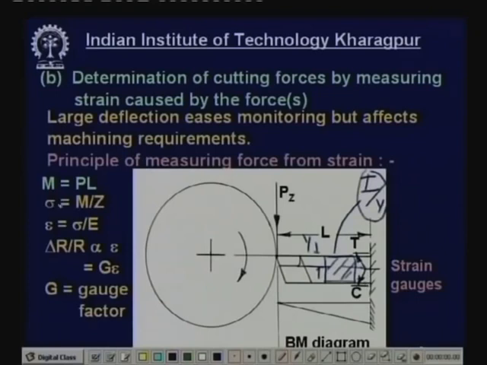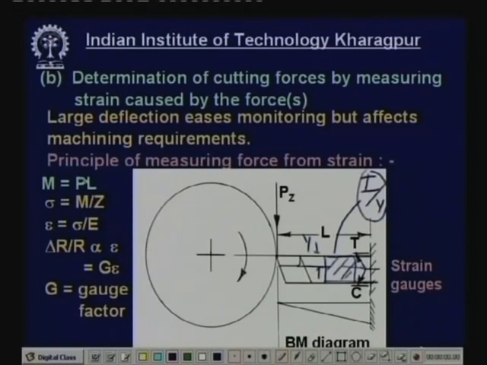Therefore sigma is equal to M by Z. Therefore the stress that will develop will be proportional to the moment. Bending moment is proportional to the force Pz. So the stress will be proportional to Pz. Now the strain that will be taking place at the surface is equal to sigma by E.